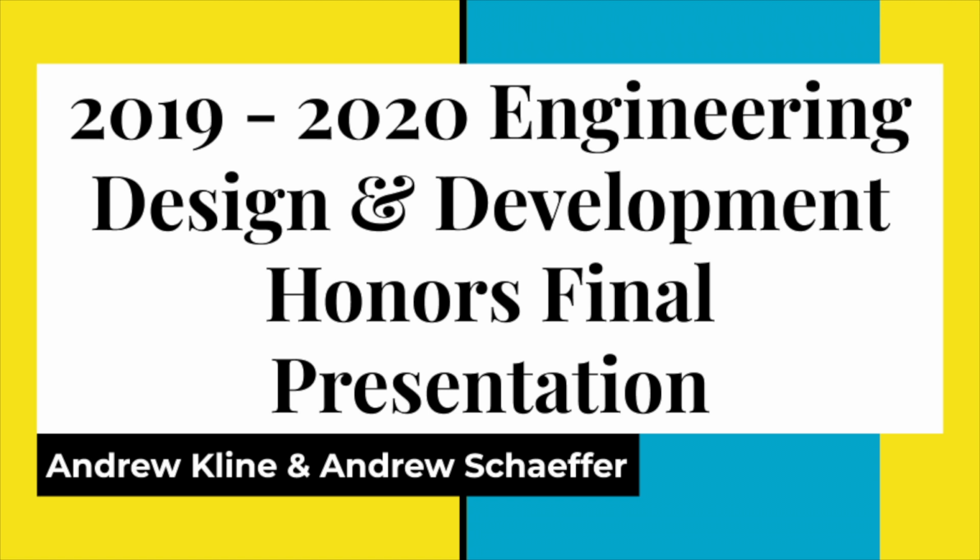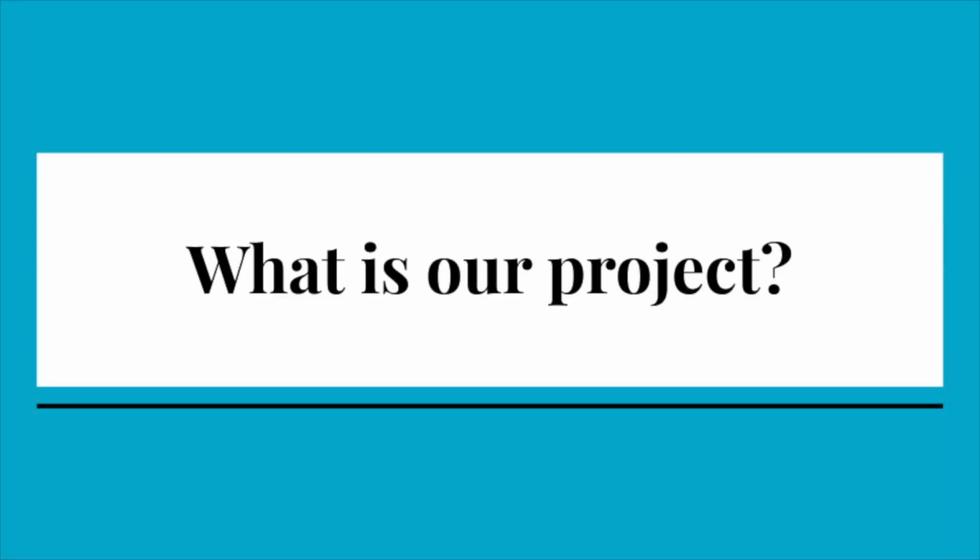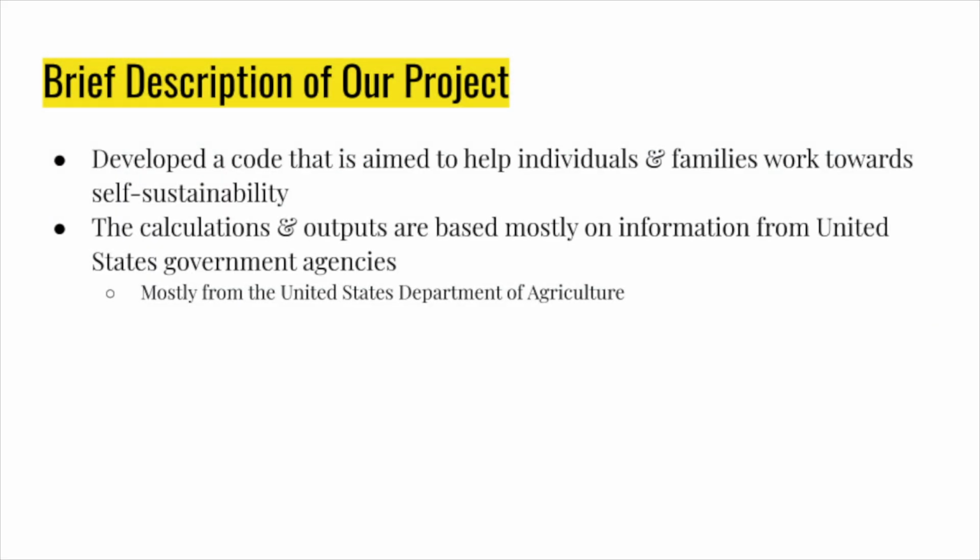Our project for engineering design and development was to create a self-sustainability calculator. In order to create a self-sustainability calculator, we developed a code that asks a series of questions and then performs calculations to help produce information for the user. Most of the data and research we used to perform and develop the calculations was collected from government agencies, but mostly from the United States Department of Agriculture.